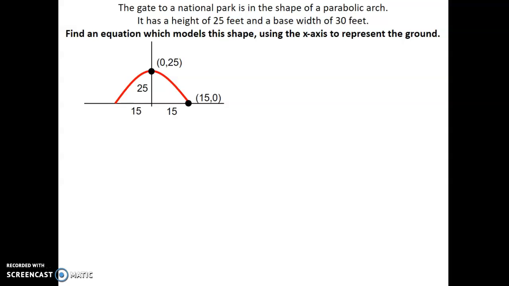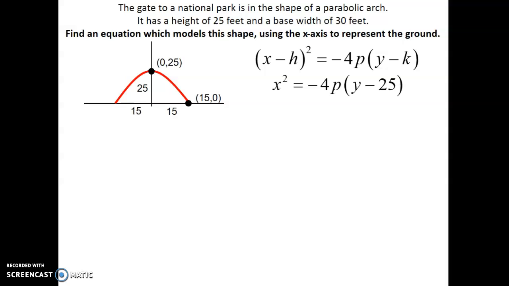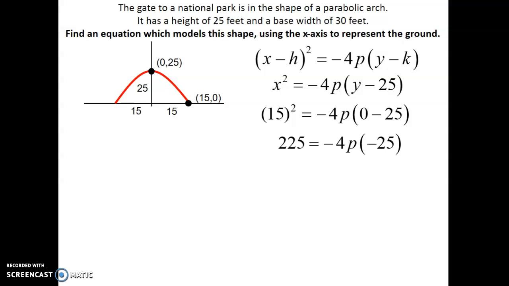Now we're going to use again the equation that we had before. So because it's going down, right, the x is squared and the 4 is negative. So you can put our values into the equation. You put 0 and 25 in for h and k. Looks like that. Okay. Then for the x and the y, we're going to put 15 and 0. And now we're just going to simplify. So 15 squared gives you 225. We're going to multiply -4 times -25 to get 100, and divide by 100 to get our p-value.